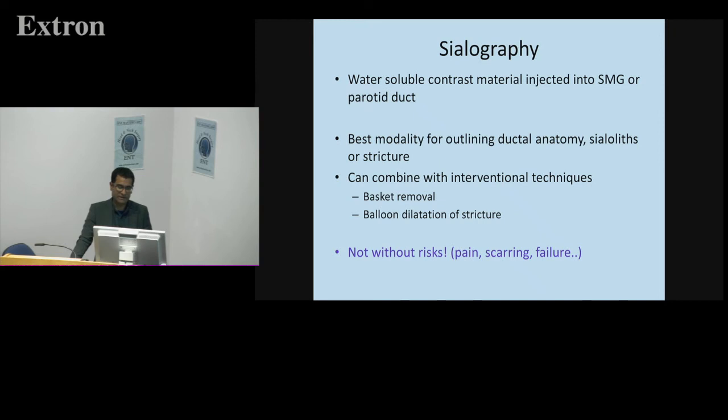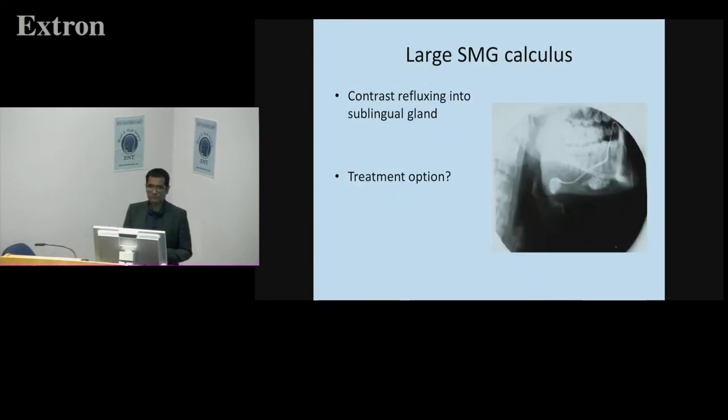And they're quite fiddly. So even to cannulate them sometimes can be quite tricky, so they might fail. So this is a sort of conventional sialography. You can see the contrast going into the submandibular duct, and there's a big stone. And this is contrast refluxing within the sublingual gland here. How do you treat that?